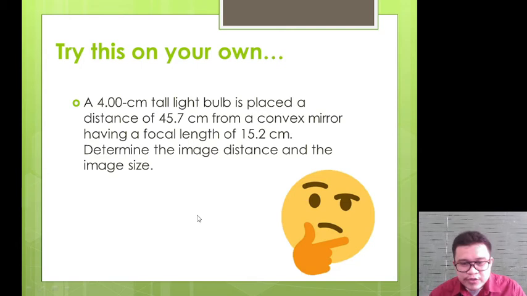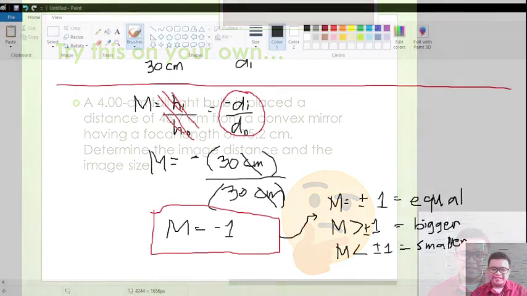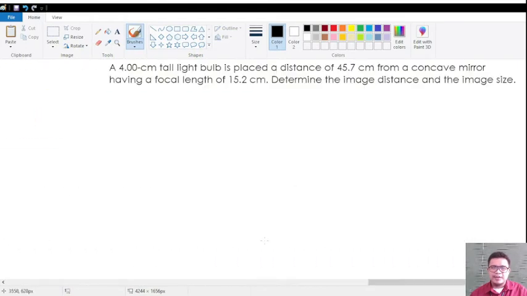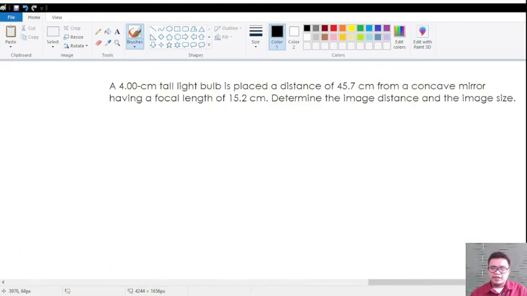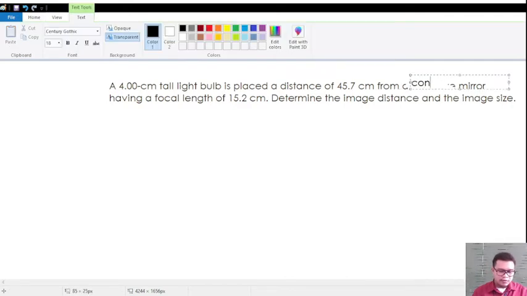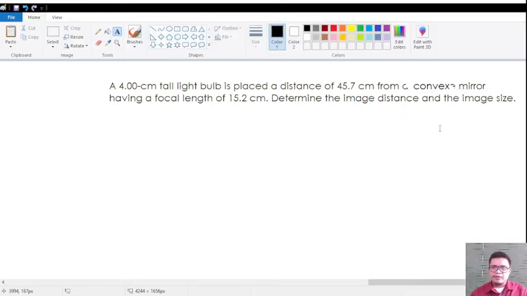Okay, let us now solve this problem. Let me switch again to my solution board. Now for our solution board, where's my problem? Here. Let's change that one. That is not a concave anymore, so let's erase this one. Oops, sorry. And then let's change that one to convex. From a convex mirror having a focal length of 15.2 centimeters. Determine the image distance and the image size.